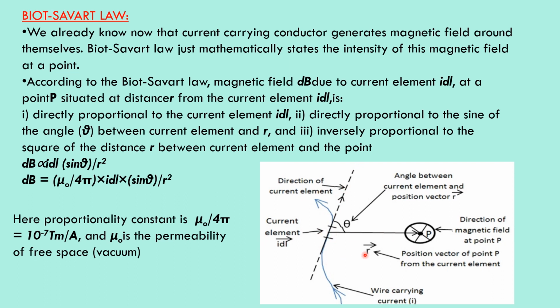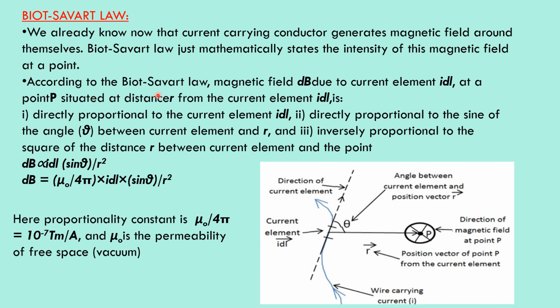Then here you have to calculate how much magnetic field the point P will experience, because the wire is carrying a current, and it will produce a magnetic field. The Biot-Savart law mathematically states the intensity of the magnetic field at a particular point P. This arrow mark shows the direction of the magnetic field at point P.